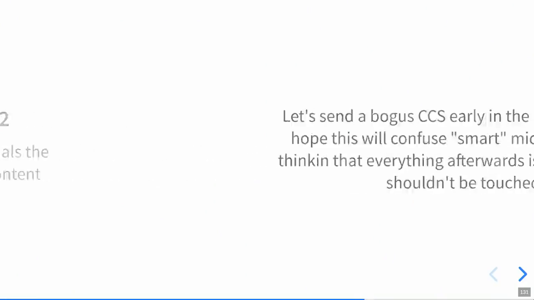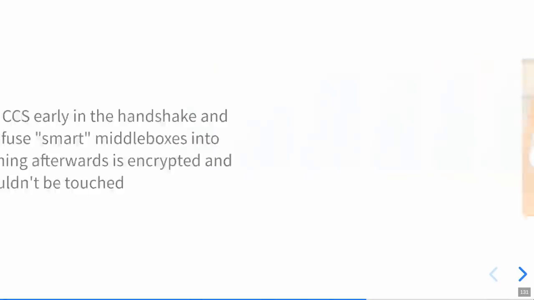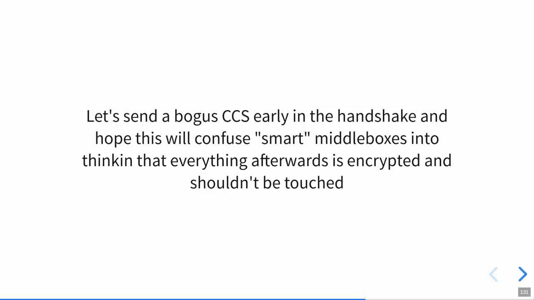So the idea was, okay, if we send a bogus change cipher spec message early in the handshake, then maybe this will confuse those devices, thinking everything after that is encrypted and they cannot analyze it. And it turned out this worked. It reduced the connection failures a lot. There were a few other things, and then eventually the failure rates got low enough that browsers thought, okay, now we can deploy this.